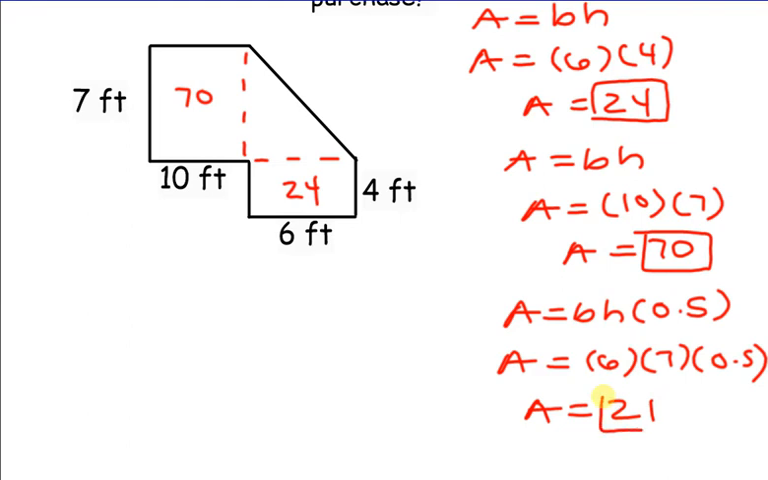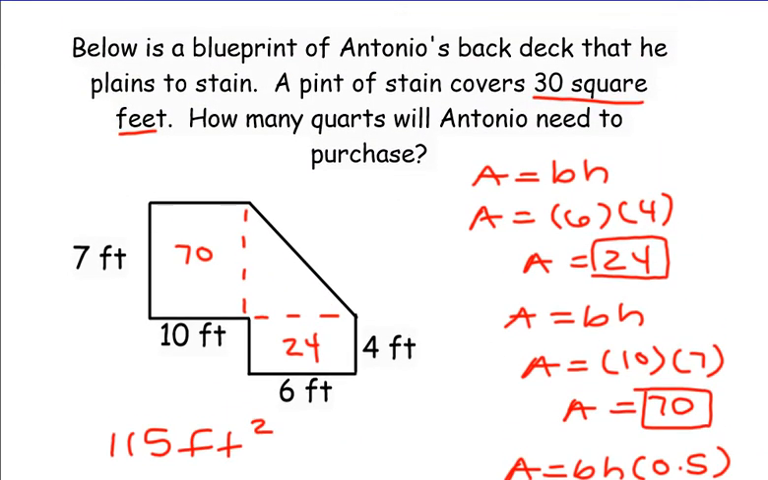So we have 24 plus 70 plus 21. When you put all that in the calculator, you're going to get 115 feet to the second power. But that is not our answer, okay? Now, go back to the problem. I just found a little typo.